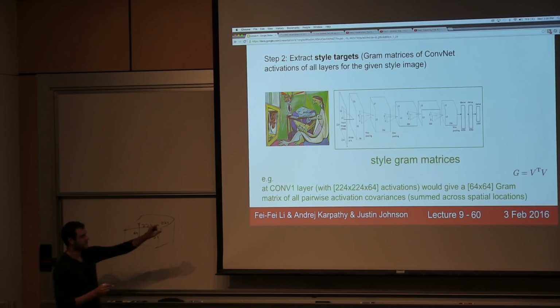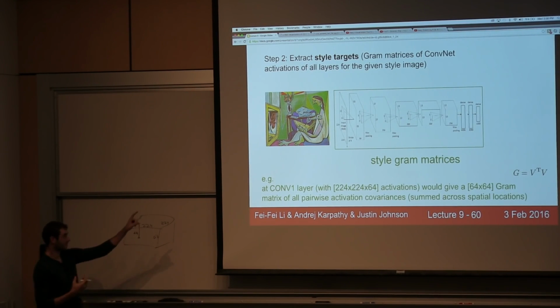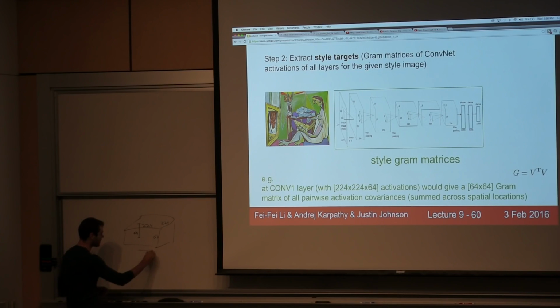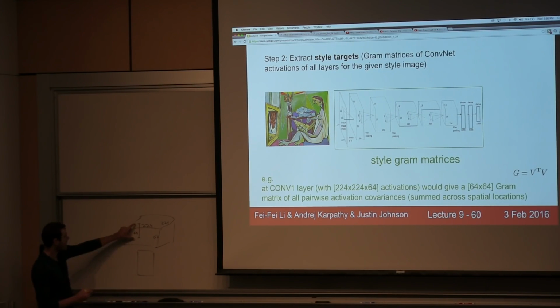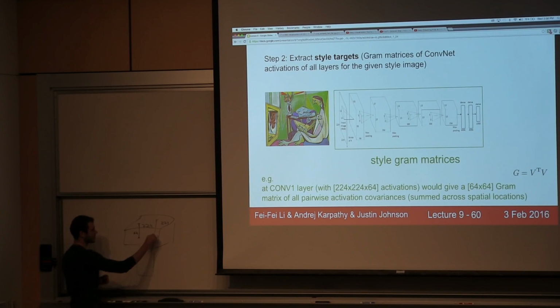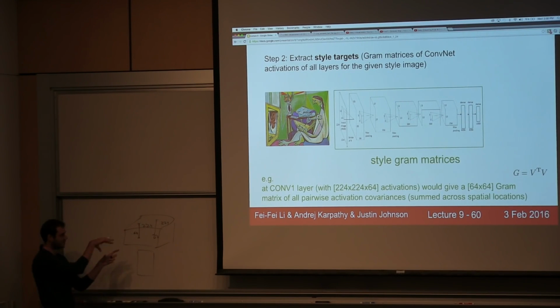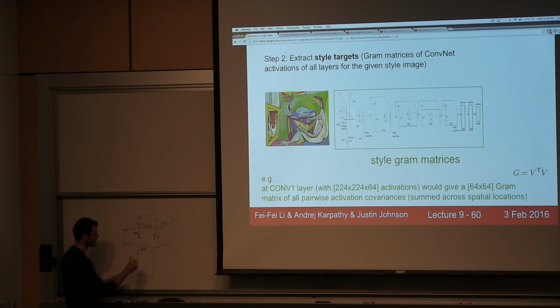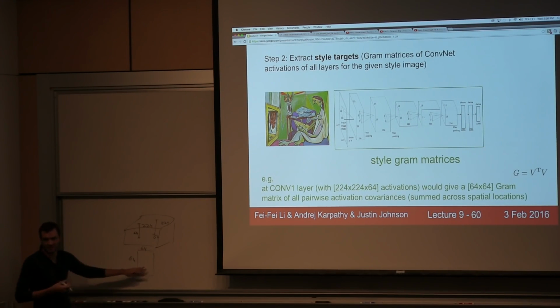And what we want as a statistic of the style of this image is this 64 by 64 matrix of all the outer products of all the fibers in this volume. So we take all the fibers here, we take outer products, and we sum it all up to get a single 64 by 64 matrix of these basically covariances, or Gram matrices as they're called, of these activations.